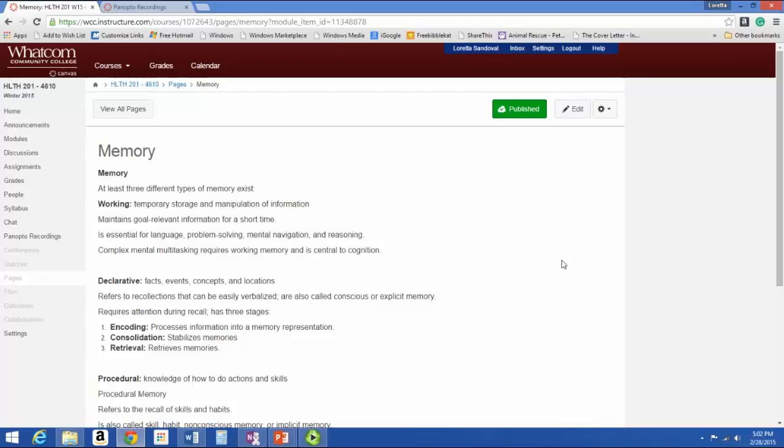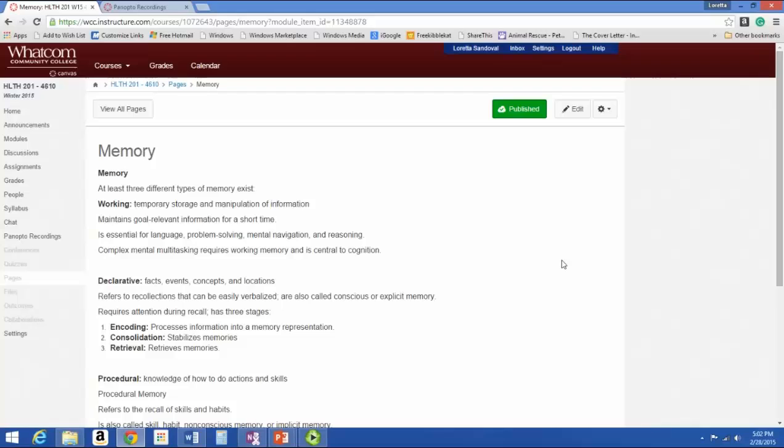Declarative memory concerns facts, events, concepts, and locations. It refers to recollections that can be easily verbalized. It's also called conscious or explicit memory. That is the type of memory that you demonstrate on a test. Okay, when you're taking a test. It has 3 stages, requires attention during recall. It's not a subconscious thing.